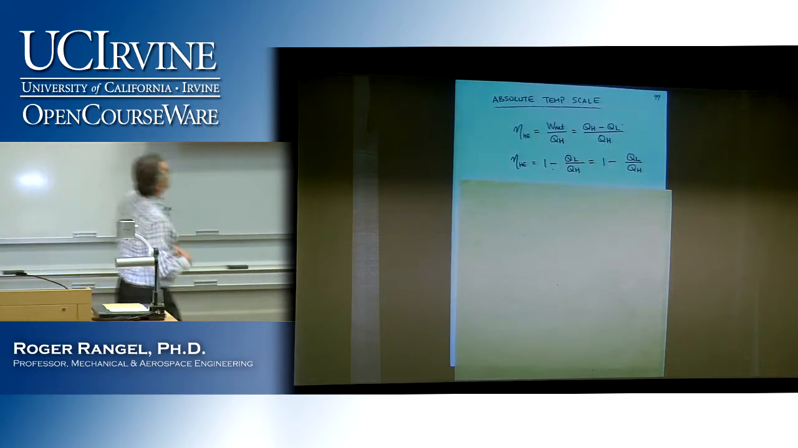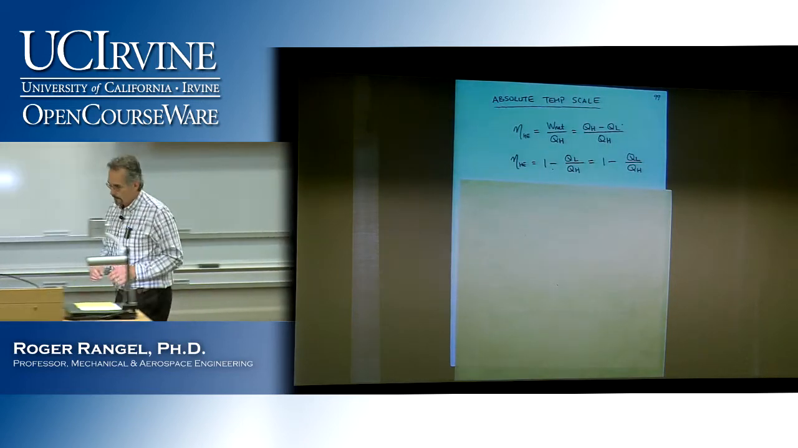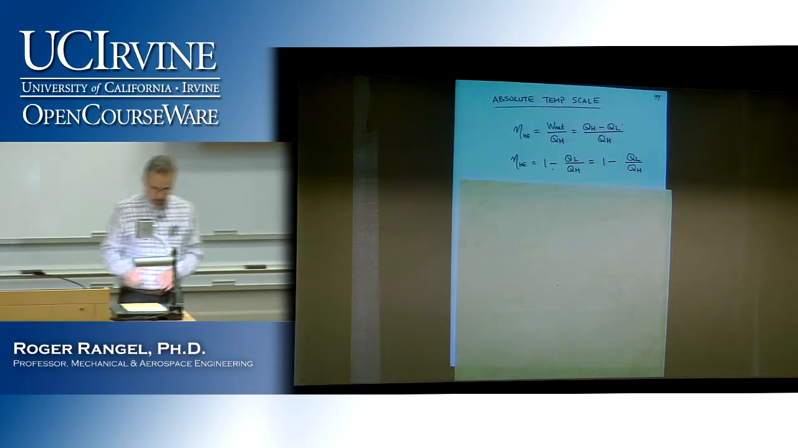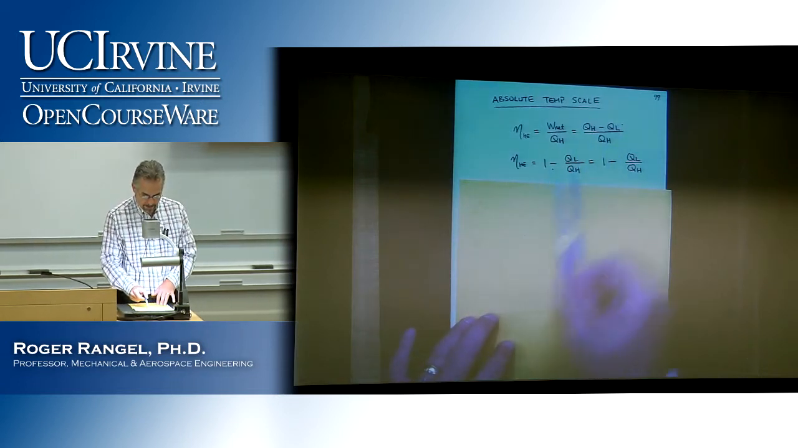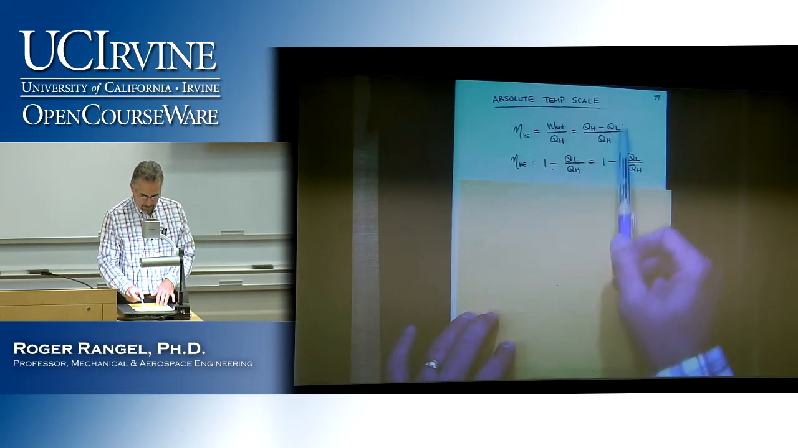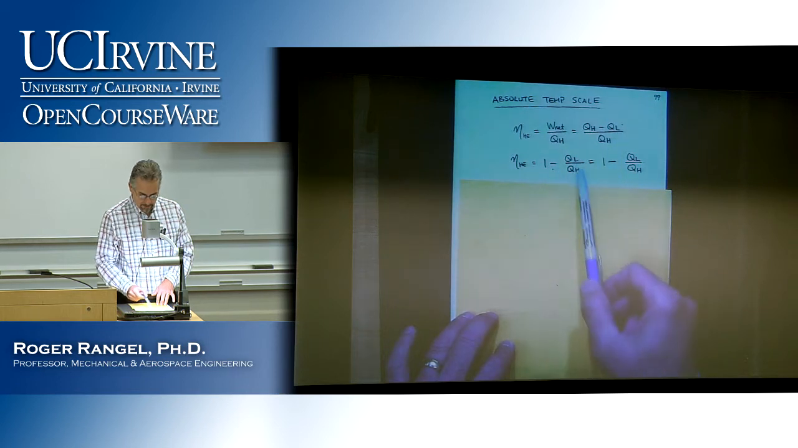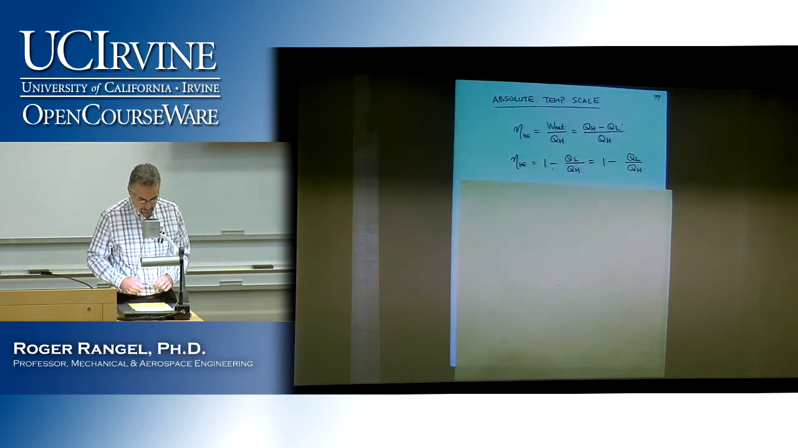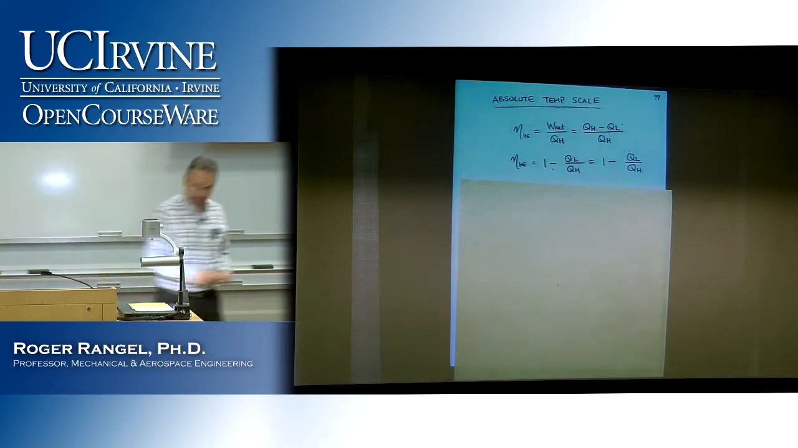And we can simplify this expression a little bit and write it in this way, which is a little bit more convenient for what we're going to do next. So all I'm doing is dividing by QH. So QH over QH is 1. QL over QH, so I have minus QL over QH. Don't ask me why I wrote it twice. It's the same thing.